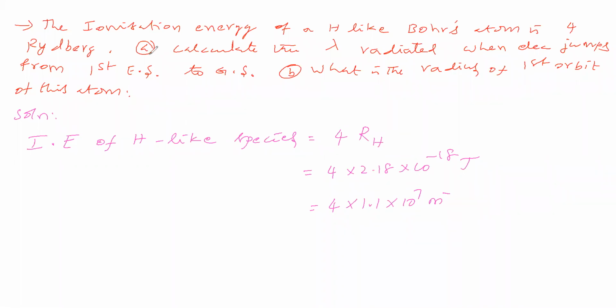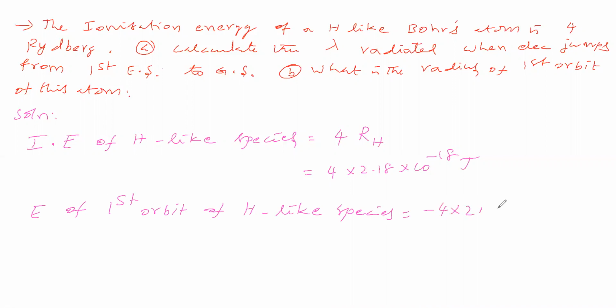So now, the ionization energy of a hydrogen-like Bohr atom is 4 Rydberg, so we got this value. Next, if you know this ionization energy, can you say the energy of the first orbit of a hydrogen-like species? Yes, minus of this, that's all.